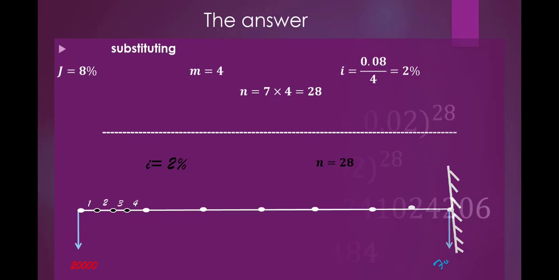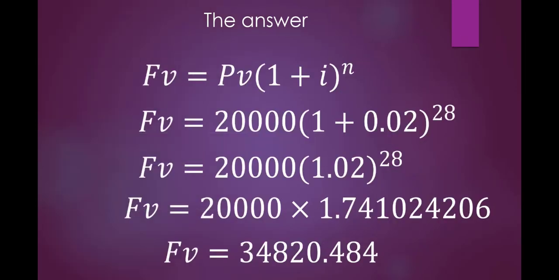And to calculate the future value, we will use the formula FV equals PV times 1 plus I to the power N. FV, the amount or the future value. PV, present value or the principal. And I, the periodic interest rate. And N, the number of periods over all the time.